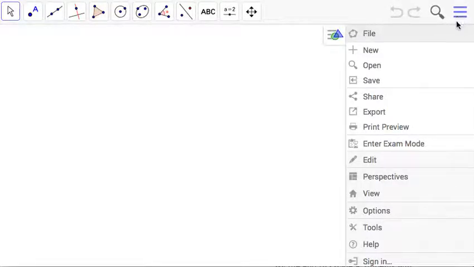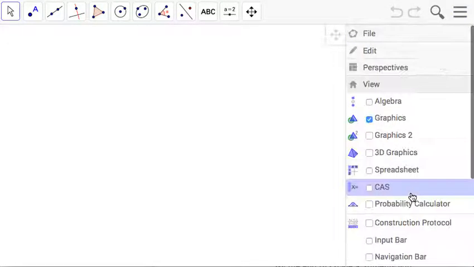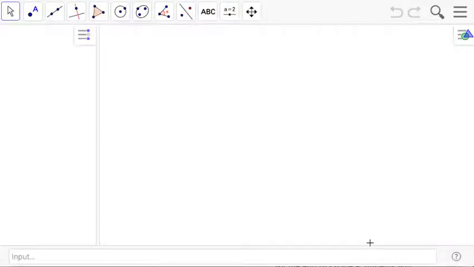One of the expectations in grade 8 is to determine the angle relationships for intersecting lines and for parallel lines and transversals. To do this, I need to add in two new screens. So I'm going to go to this tool here, pick View, and select Algebra. And then I'm going to go back and select Input Bar.